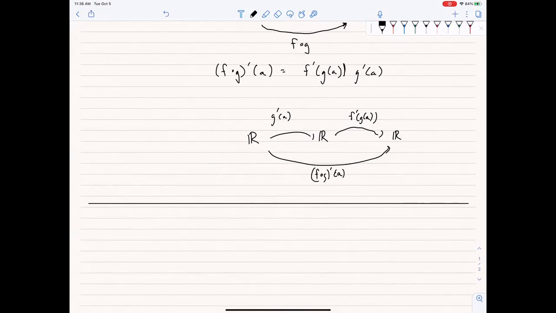So let me give you some notation, and then we'll do a couple of computational examples.